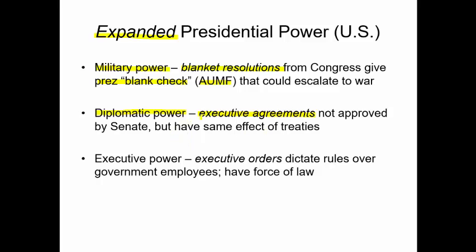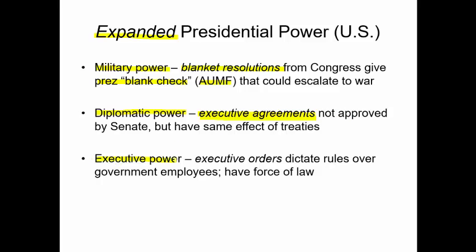So therefore, these executive agreements have evolved over time and have been upheld by the Supreme Court, so that the president has this power to make these executive agreements with other countries, and they have the same effect as a treaty with those countries, but they do not have to be approved by the Senate. So that's another expansive power.